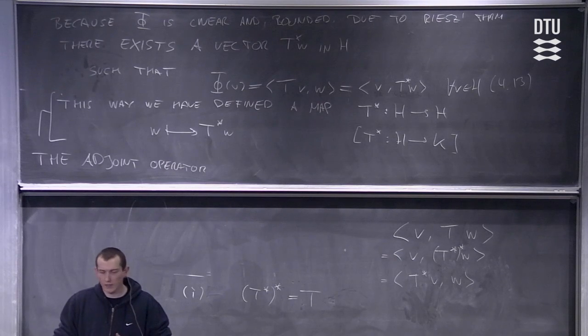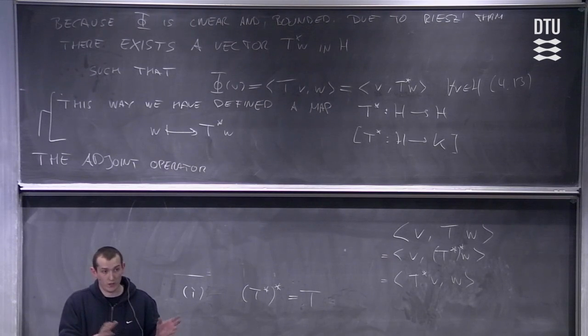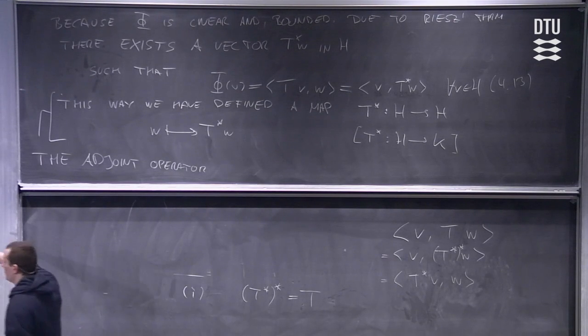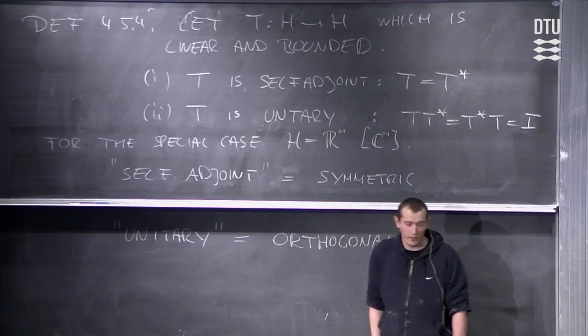And some concepts can be generalized from finite dimensions to infinite dimensions without a problem, just like we see here. So instead of symmetric, we say self-adjoint. Instead of orthogonal, it's unitary.